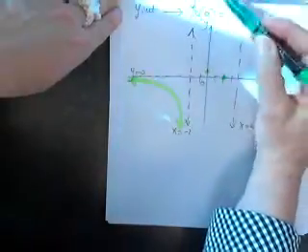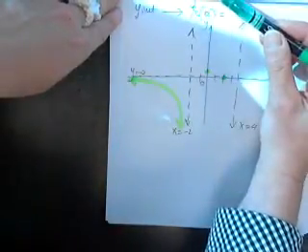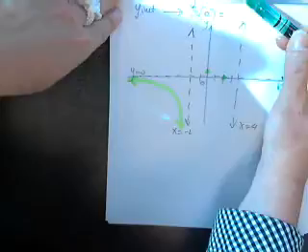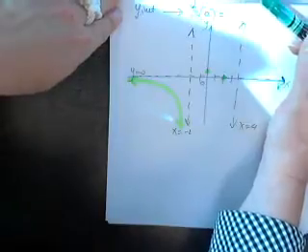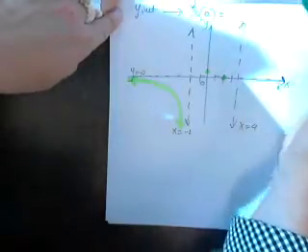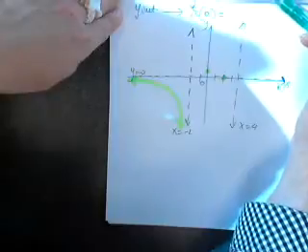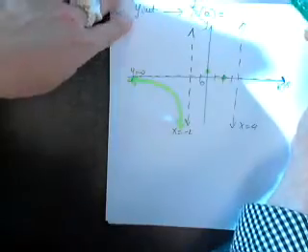So now I read the middle part. It's coming from positive infinity. It crosses the y-axis at (0, 1/4). It crosses the x-axis at (2, 0). And it drops to negative infinity on the left-hand side of the second asymptote.